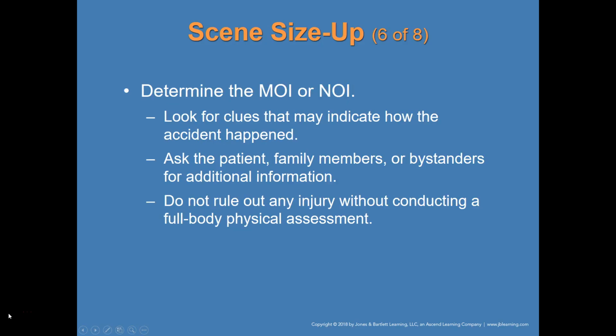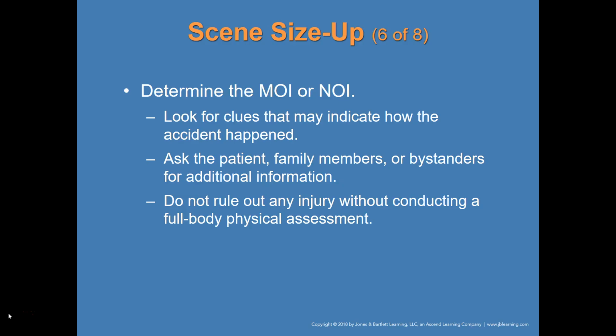So the next step in our scene size up is going to be determine the mechanism of injury or nature of illness. We need to look for clues that may indicate how the accident happened. Some examples in our book include a ladder lying on the ground next to a spilled bucket of paint. It's possible that the patient fell from the ladder. We might have injuries from that.